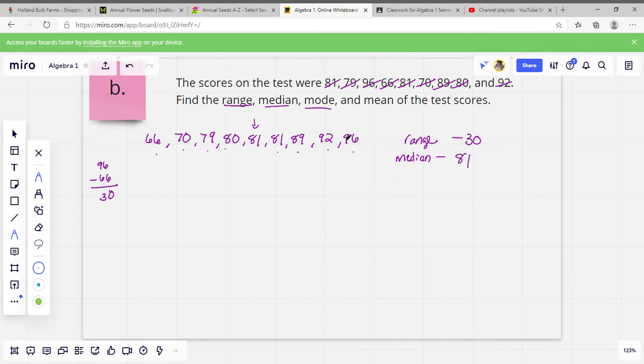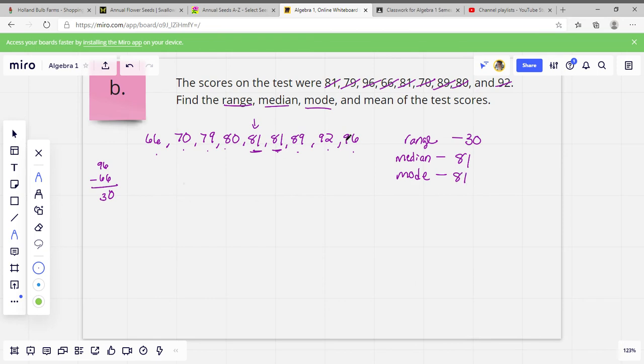My mode is going to be the one that appears the most. And 81 appears twice, and that is the only one that appears twice. So my mode is also 81.